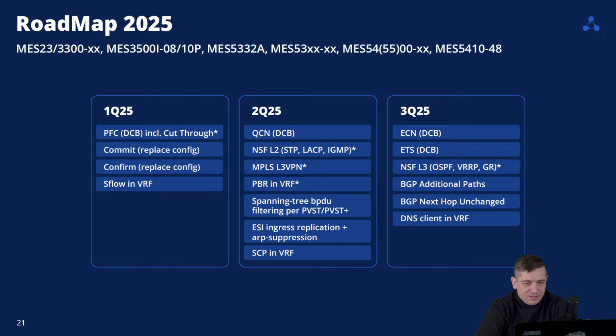Then we supply our switches with non-stop forwarding on layer 2 for STP, LACP, and IGMP protocols. We will integrate MPLS layer 3 VPN option. We shall instantly boost PBR and virtual routing and forwarding option in third quarter of 2025, and non-stop forwarding for layer 3 for the following protocols like OSPF, VRP will be implemented for all mentioned switches.